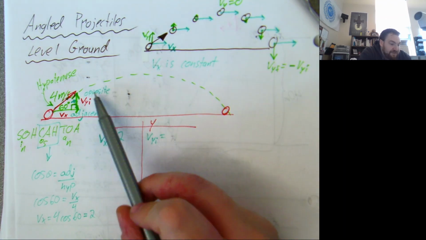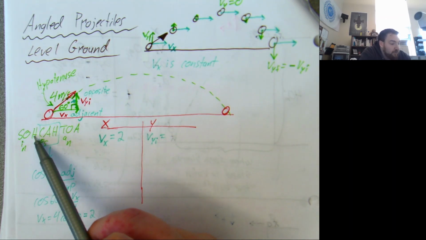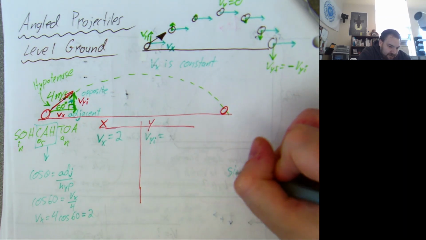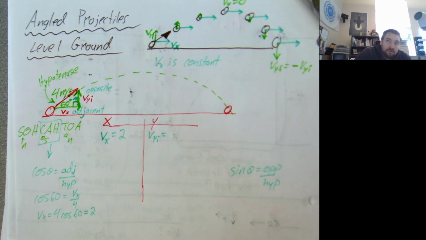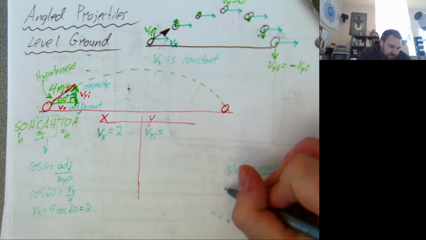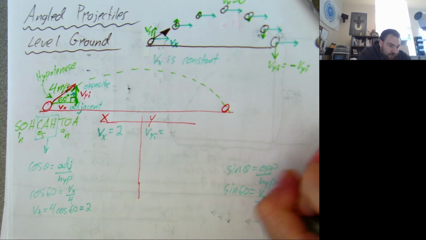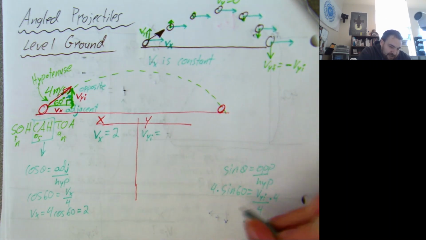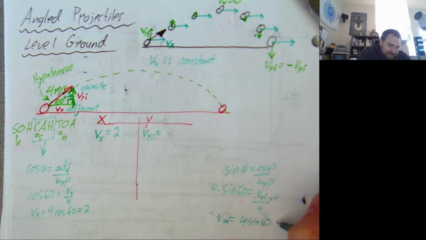Because Vyi is opposite, and we're going to use the hypotenuse, I'm going to use SOA, or sine now, for this piece. So we're going to have the sine of theta is equal to the opposite side divided by the hypotenuse. Fill this in. The sine of 60 equals the opposite, which is our Vyi, over 4. I'm going to multiply both sides by 4. So we're going to get Vyi equals 4 sine 60.